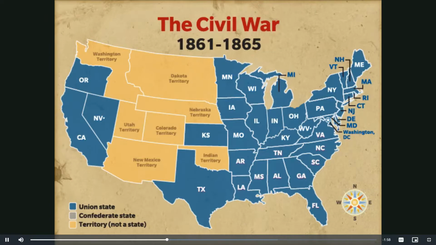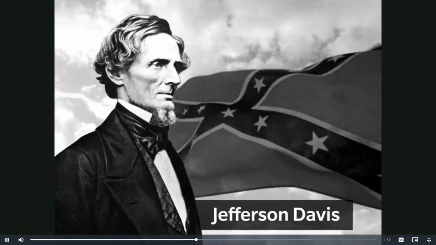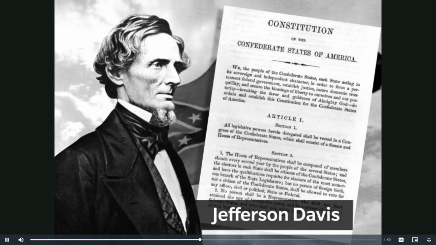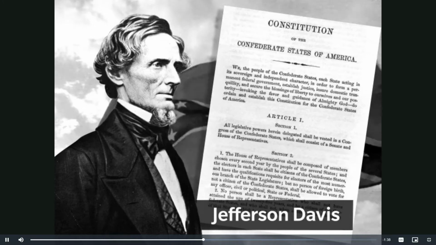Even before Lincoln could be sworn in as president, some Southern states seceded, or broke away, from the U.S. They formed a new nation that they called the Confederate States of America, or the Confederacy. Over time, 11 states would join the Confederacy. They chose their own president, a man named Jefferson Davis, and wrote their own constitution.